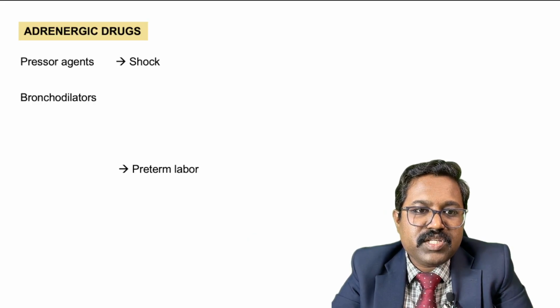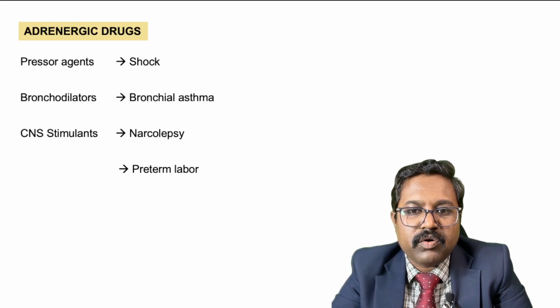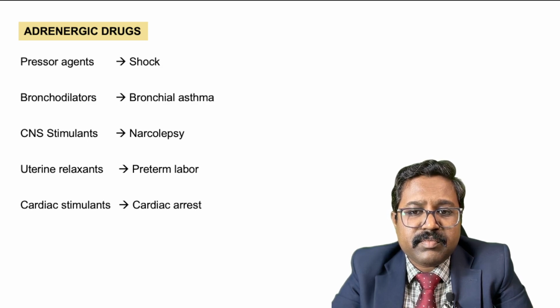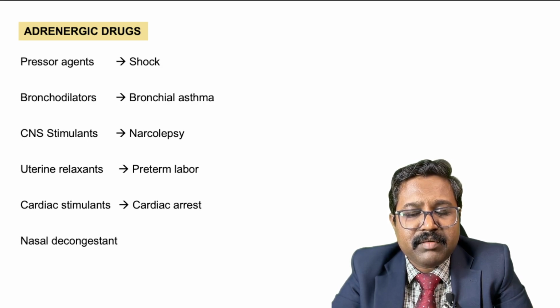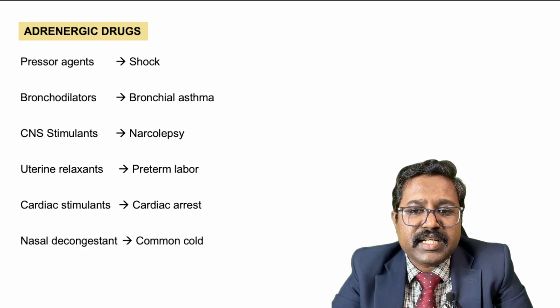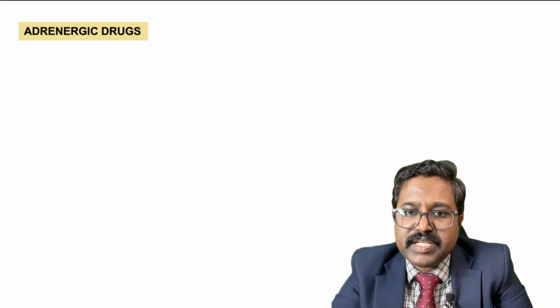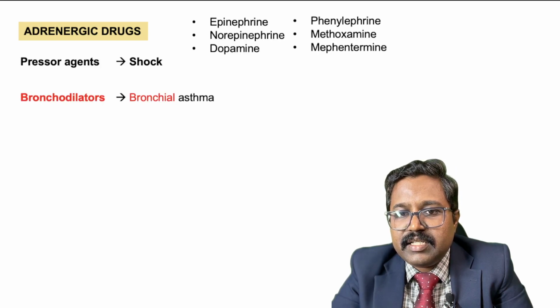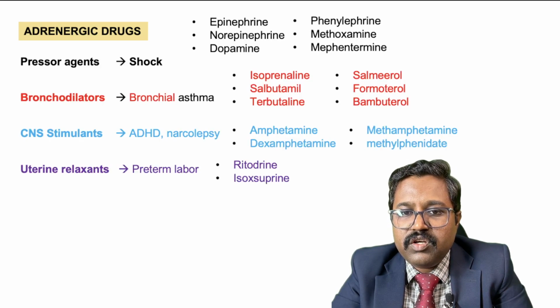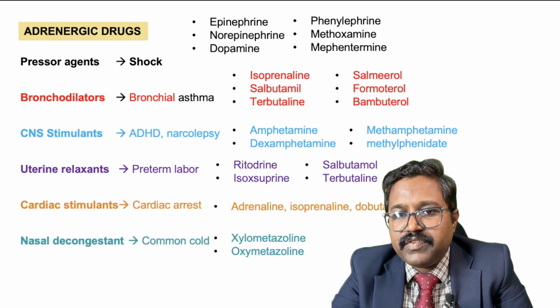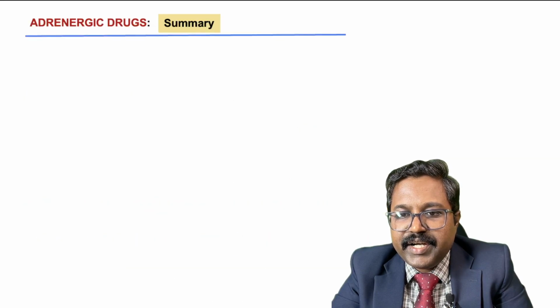So again, the uses: pressors in shock, bronchodilators in bronchial asthma, CNS stimulants in narcolepsy, uterine relaxants in preterm labor prevention, cardiac stimulants in cardiac arrest, nasal decongestants in common cold, and anorectics in the treatment of obesity. And these are the drugs which are useful for treatment of these individual conditions.